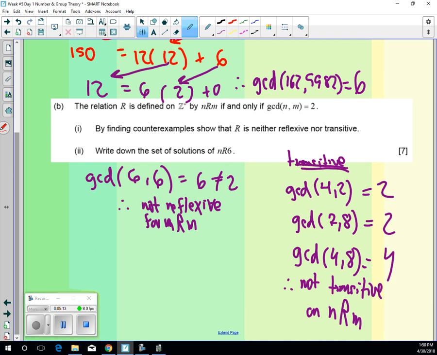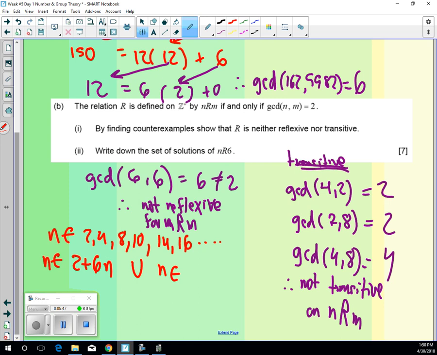So what they're saying here, what they did, is you can list them. n is going to be an element of 2, 4, 8, 10, 14, 16. You could list them that way, but probably better would be if you went n is an element of 2 plus 6N, union n an element of 4 plus 6N, right?